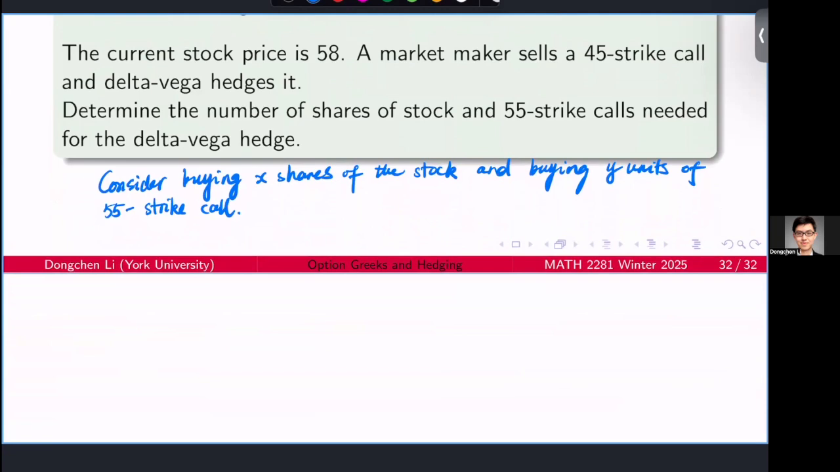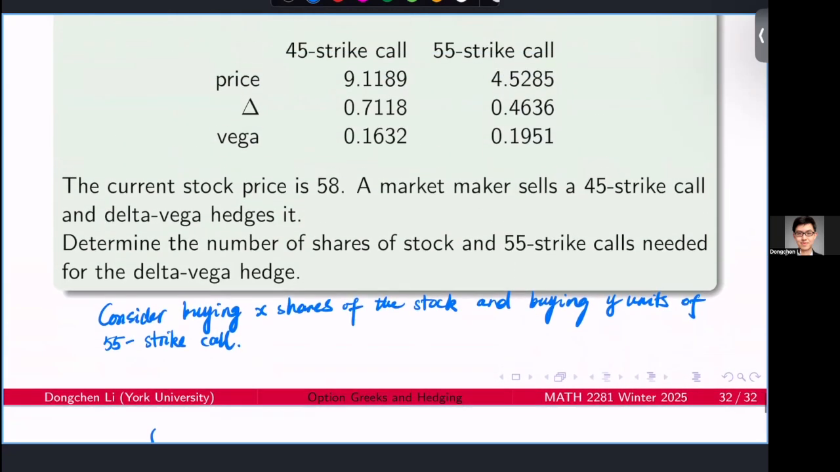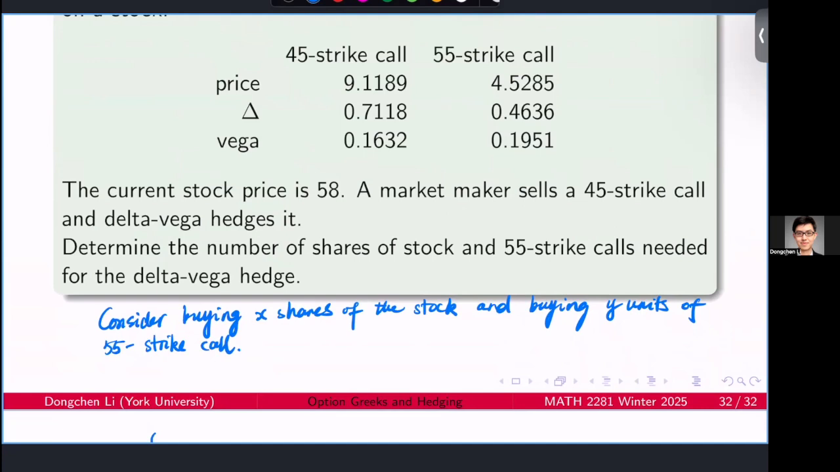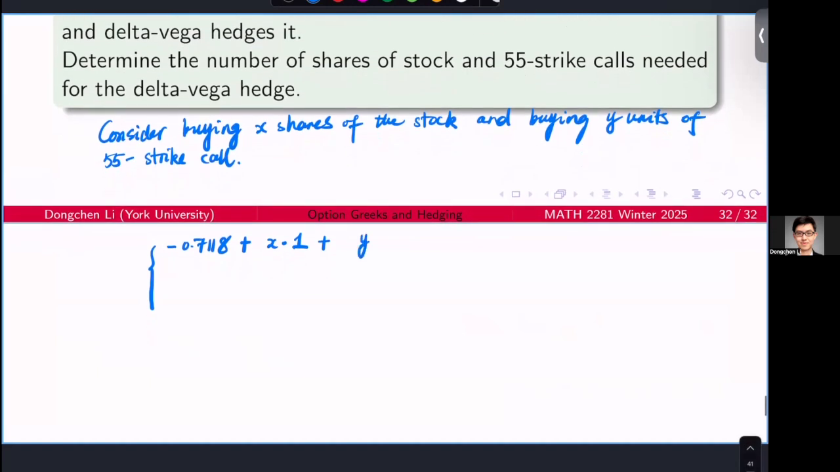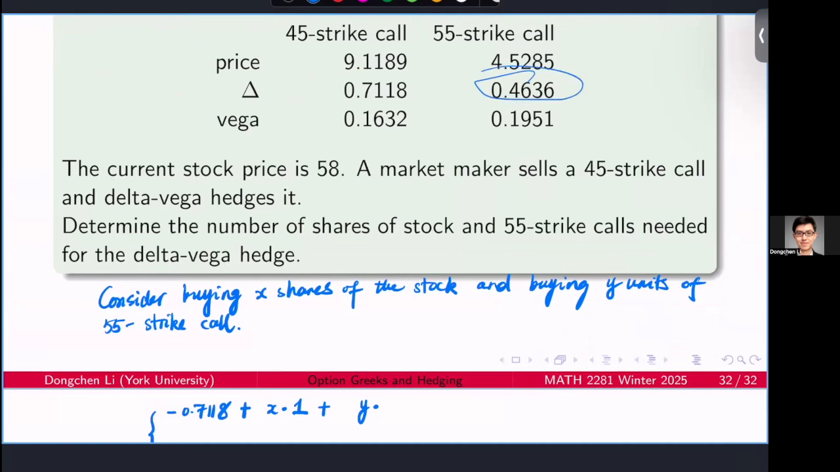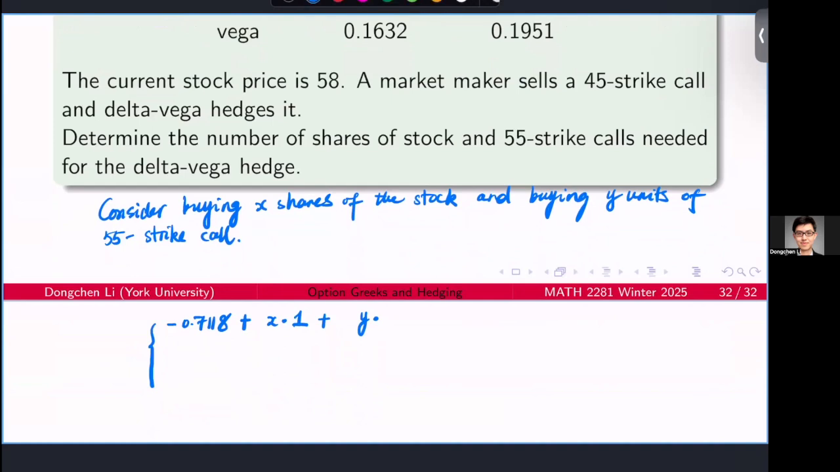Okay, so then we're going to set up two equations. The first equation means the portfolio is now delta neutral. The delta of your original portfolio that is short a 45 strike call is -1 times 0.7118. By purchasing X shares of stock, you're introducing a delta of X times 1 to the portfolio. By buying Y units of 55 strike call option, you're introducing Y times the delta of this 55 strike call, so Y times 0.4636. And the sum should be 0. So the first equation again means the portfolio is delta neutral.